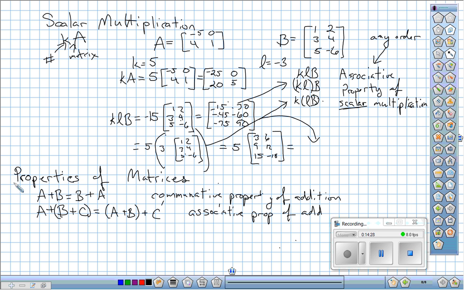We've already listed the associative property of scalar multiplication, and these are on page 515 if you need to look at them again. Then I also have my distributive property, so I could have a scalar times two matrices. That would be the same as taking K times each matrix separately. I can multiply or add however I need to. That's just your distributive property.